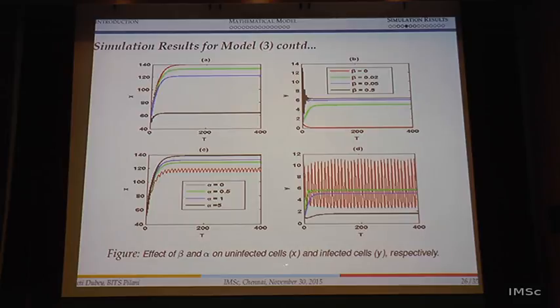Similarly for alpha, which is inhibition of infection: when alpha is 0, when there is no inhibition, we can see that there are oscillations, and we cannot say whether this is stable or not. Here these trajectories will be unstable. As we increase the inhibition, these oscillations go away, the infected cells come down, and they approach the stable equilibrium point. Similarly, the uninfected cells go to a higher level.